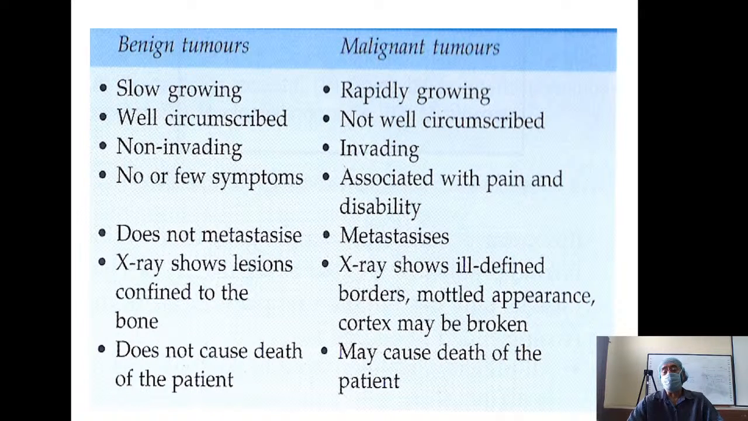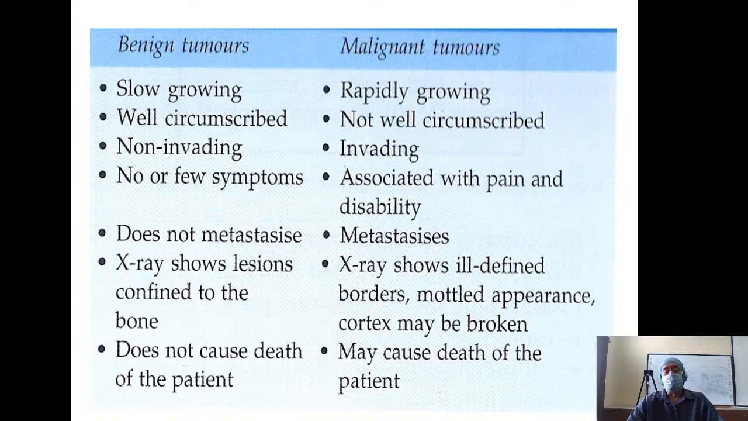But a malignant lesion, on the other hand, on X-ray, is shown as an ill-defined border and mottled appearance. It doesn't look clean, like the bone appears diseased, and sometimes the cortex may be broken. As I told you, once the cortex is broken, the tumor can spread to the surrounding soft tissues. So, in any patient with this type of X-ray picture and a history of some pain, disability, and a growth in the bone, most likely it could be a malignant tumor.